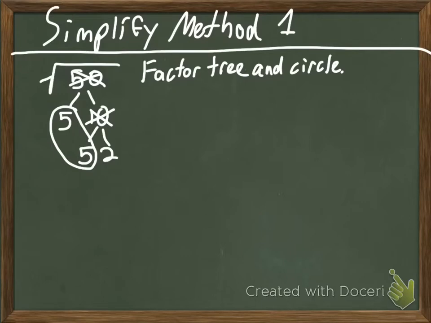So after you have circled all your pairs, anything that is in a circle, anything that's paired up, you're going to take one of those outside of the square root. So we have a pair of 5s, so we're going to take out 1 5. We don't have any more pairs, so everything else goes underneath the square root. So we're just left with a 2. So the square root of 50 simplifies to 5 square root 2.